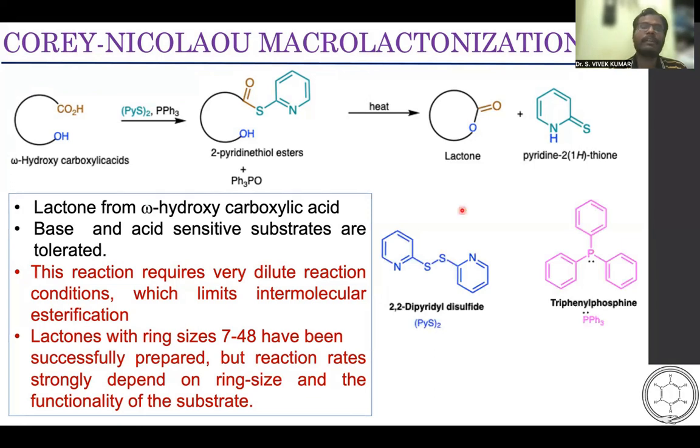So next, what are the reagents needed to conduct this Corey-Nicolaou macrolactonization? There are two reagents needed. One is 2,2-dipyridyl disulfide and another one is triphenyl phosphine. Both reagents are needed to prepare the 2-pyridine thiol esters. Next, we move on to the mechanism.